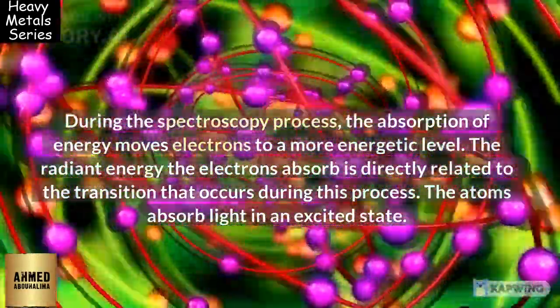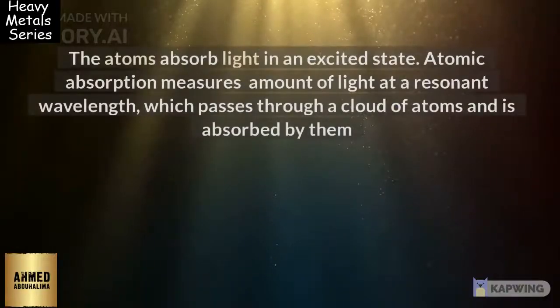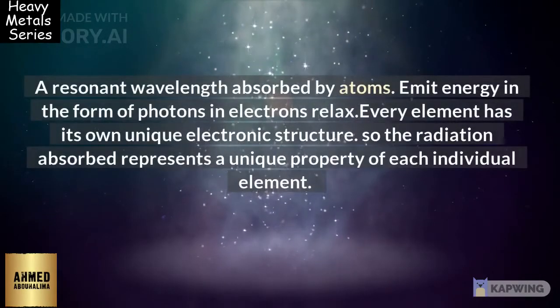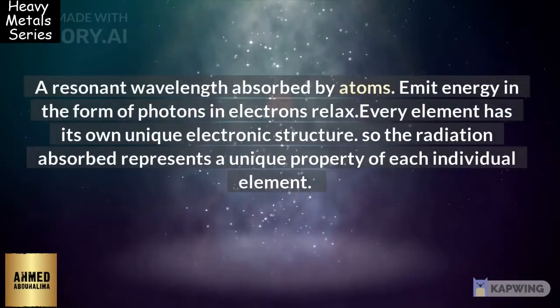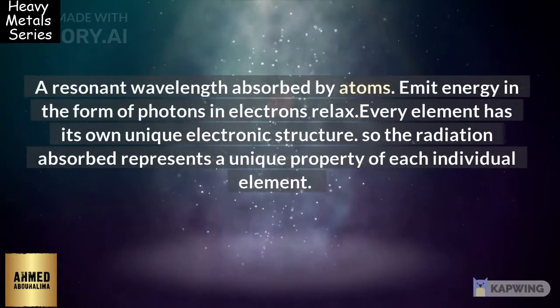Atoms absorb light in an excited state. Atomic absorption measures the amount of light at a resonant wavelength which passes through a cloud of atoms and is absorbed by them. A resonant wavelength absorbed by atoms emits energy in the form of photons and electrons.